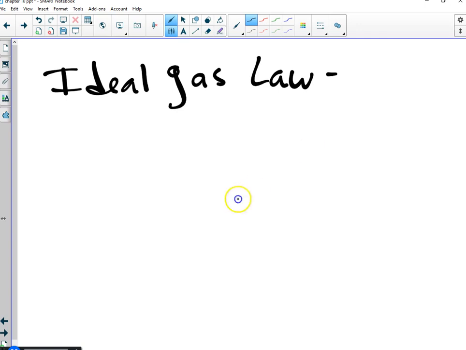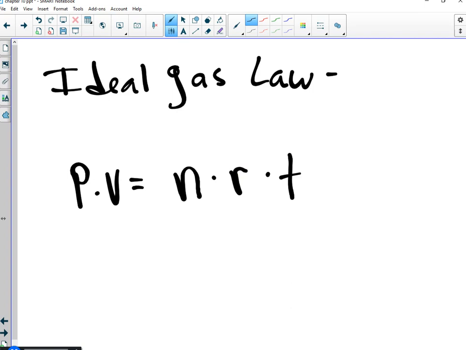The ideal gas law says that the product of pressure times volume is equal to the number of moles of gas times R, which is a constant, times the temperature that the gas is at. PV equals nRT. This law in science is known as PV nRT. You just memorize it. PV equals nRT. I'm going to define each one.